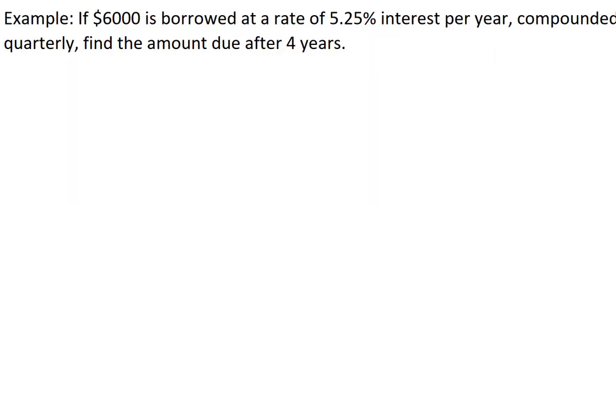Let's try an example such as if $6,000 is borrowed at a rate of 5.25% interest per year, compounded quarterly, there's our key compounding frequency word, find the amount due after 4 years. So we want to first of all understand that this is compound interest. Not only is the word compound in the problem, but when you utilize some kind of percentage rate like this, and it's happening over and over again, that's often how the behavior of a compound interest function works.